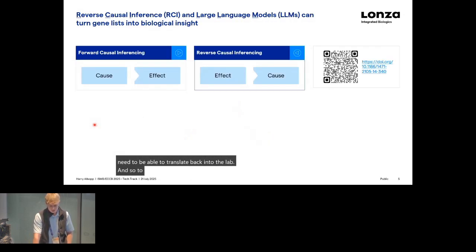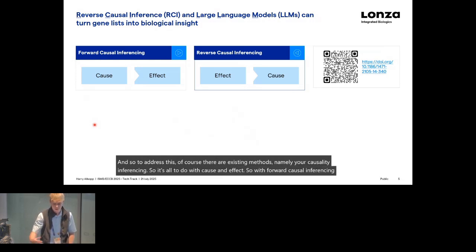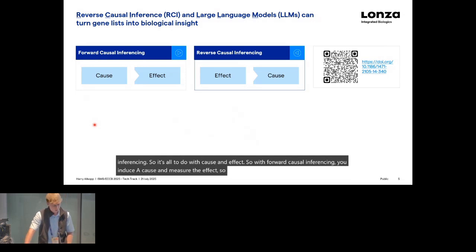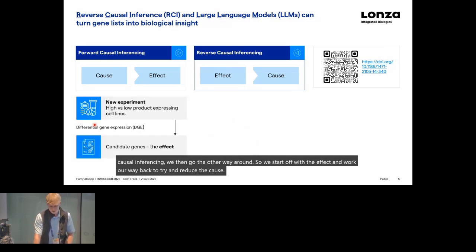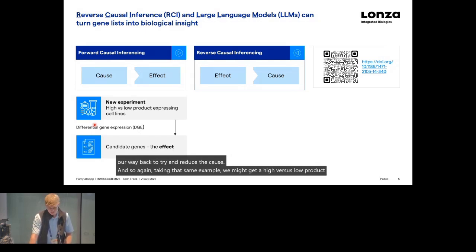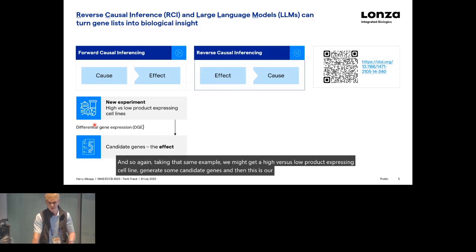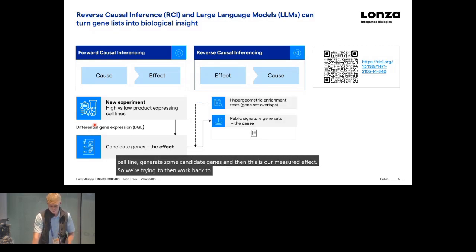To address this, there are existing methods, namely causality inferencing. It's all to do with cause and effect. With forward causal inferencing, you induce a cause and measure the effect. Again, we might take some of those genes from that volcano plot, knock them out and see how it changes the cells. With reverse causal inferencing, we go the other way around. We start off with the effect and work our way back to deduce the cause. Taking that same example, we might get a high versus low product expressing cell line, generate some candidate genes, and this is our measured effect. So we're trying to work back to the cause.